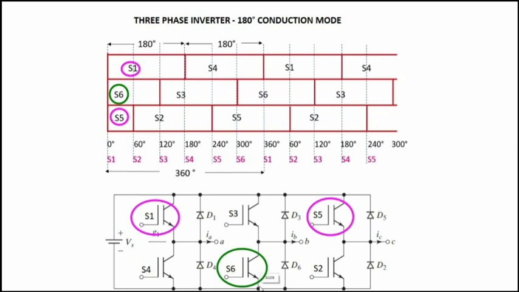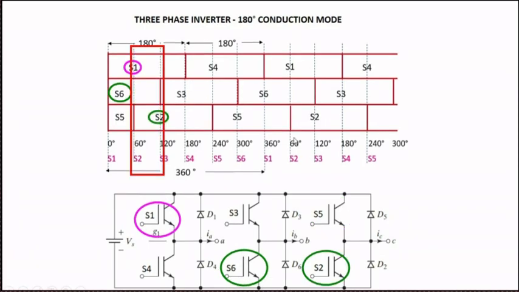Also, at any instant during the operation, 3 switches will be conducting, that is, 2 switches can be in the upper group and 1 switch can be in the bottom group, or else 1 switch can be in the upper group and 2 switches can be in the bottom group.